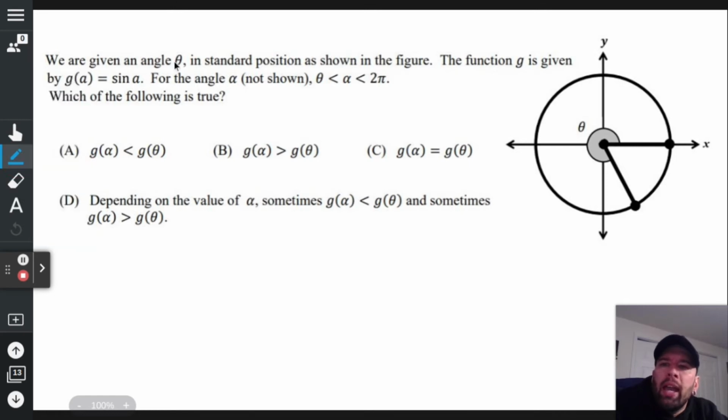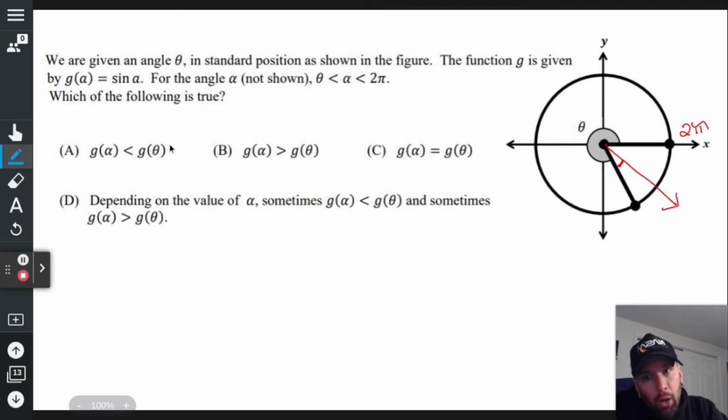We are given an angle theta in standard position as shown in the figure below. So here's my theta. The function g is given by g of a equals sine a. So this is a sine value. For the angle alpha not shown, theta is smaller than alpha, and alpha is in between theta and 2 pi. So here's 2 pi, here's theta, and alpha is somewhere over here. I don't know exactly what it is, but it's that area over there.